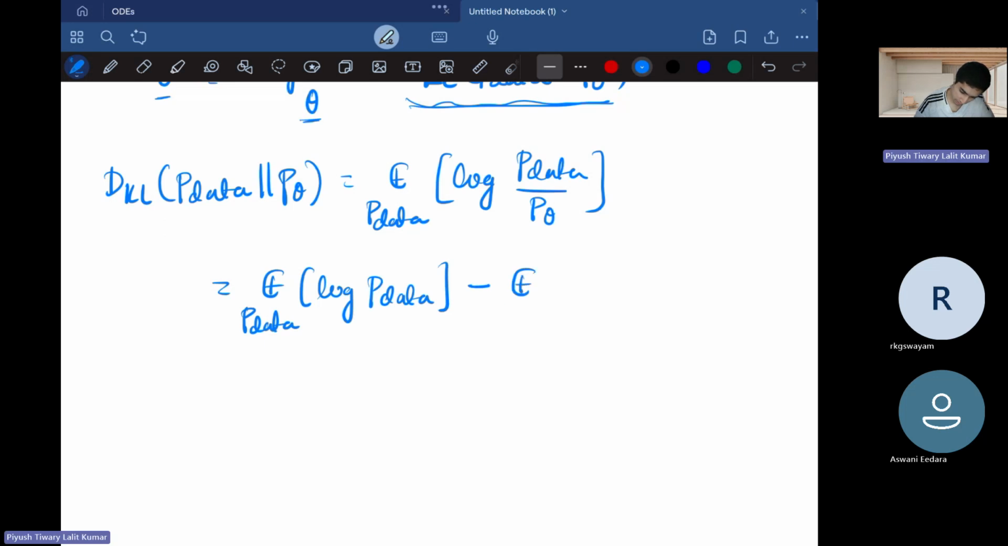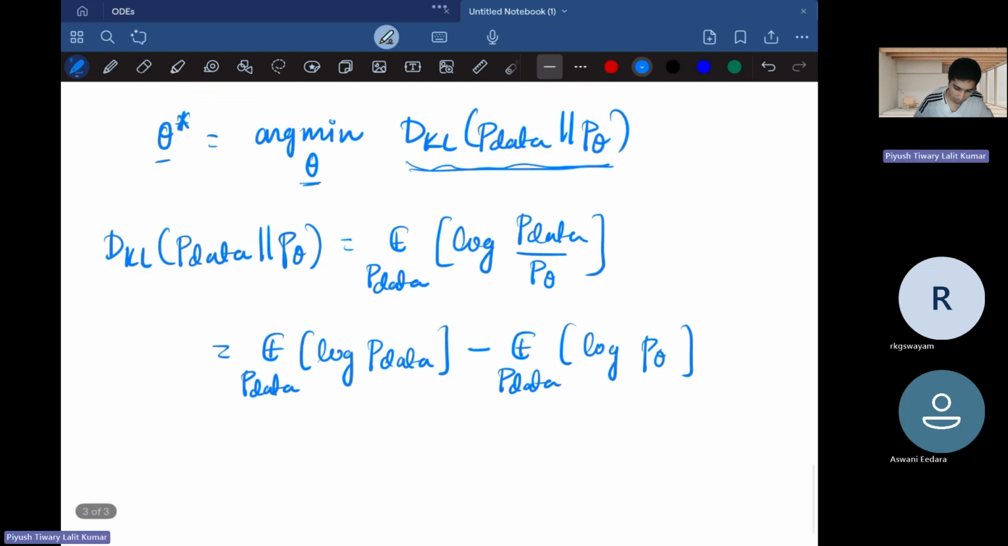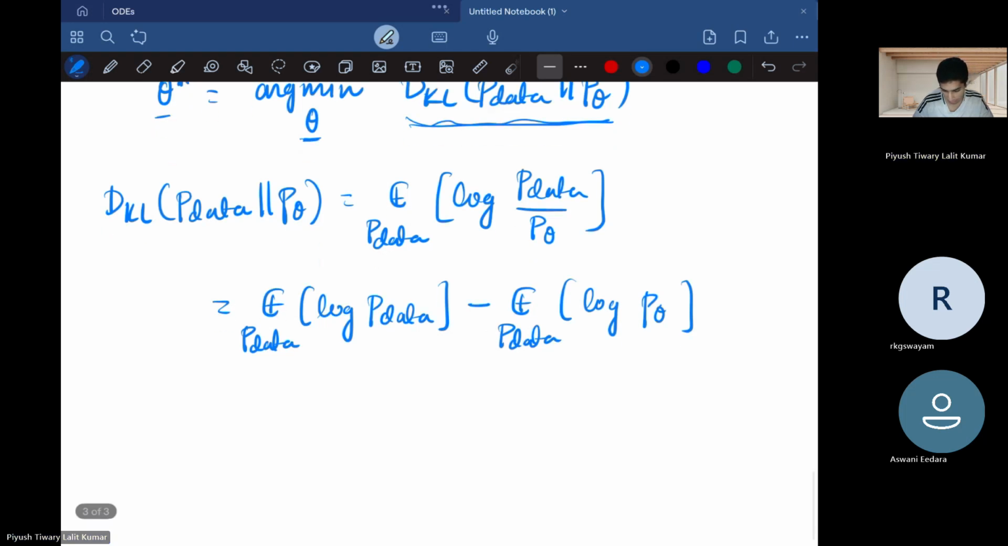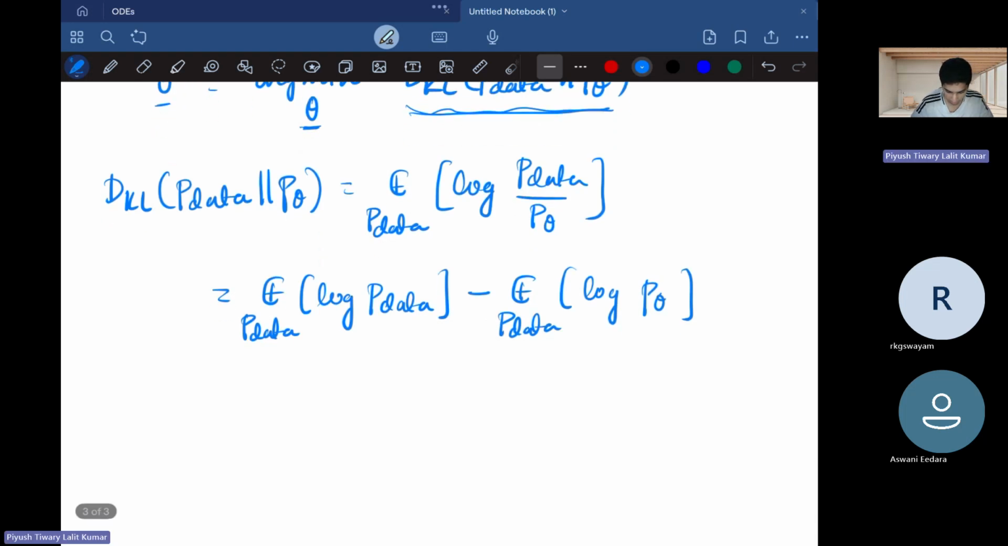Minus expected value under P data of log of P theta, right? Now, if you think we want to optimize over theta, your KL divergence consists of two terms. This is the first term and this is the second term.